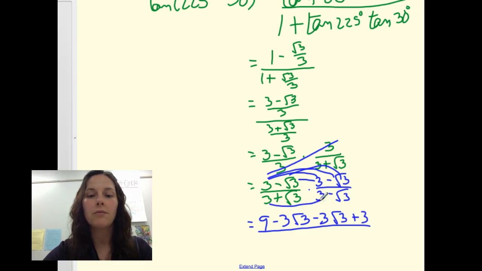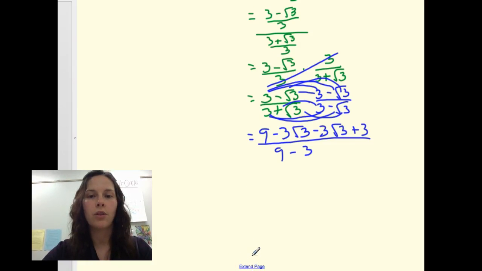We get the 3 times 3. The negative 3 root 3 cancels with the positive 3 root 3. And then the root 3's together, again, those square roots kind of cancel each other out. And we're just left with the 3. Simplifying that mess in our numerator, we have 9 plus 3 is 12. And the two negative 3 root 3's combine to negative 6 root 3. And in the denominator, we've got 6.